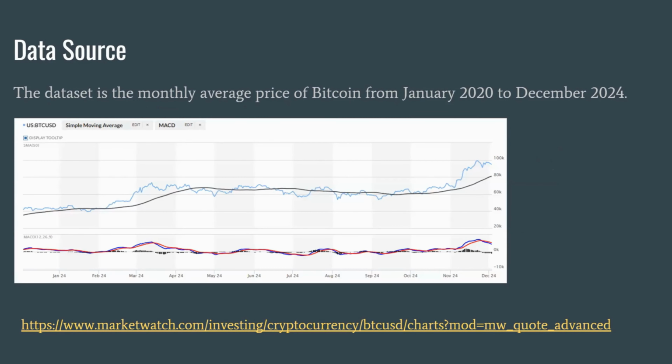And this is where we got our data. As you can see, it's the last year or so, last 4 years.